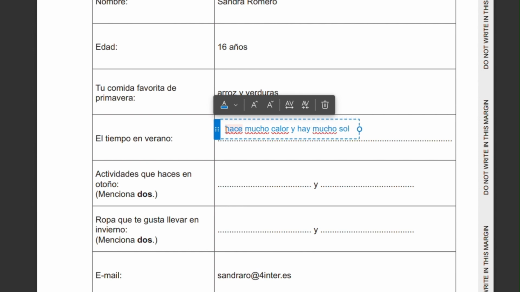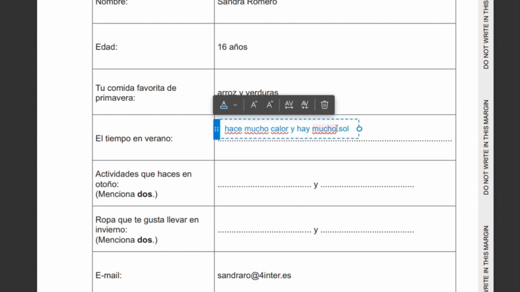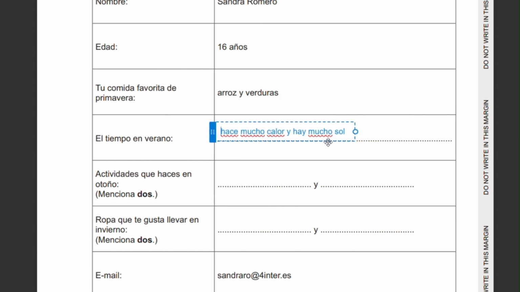This is a perfect answer model for it. There is a lot of sun, it's sunny, and there's a lot of heat, and that's just basically what this means. The weather is hot, the weather is very hot, and it's very sunny. That's a simple full mark answer for that particular el tiempo en verano.